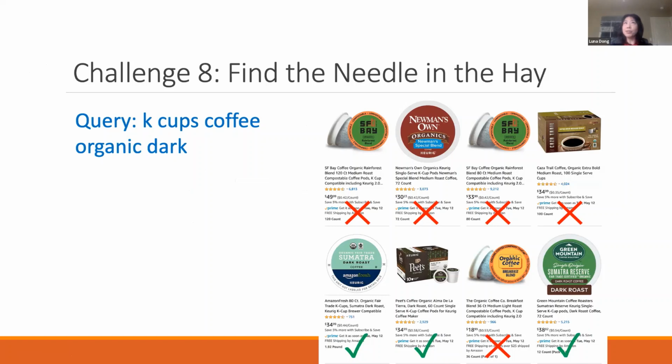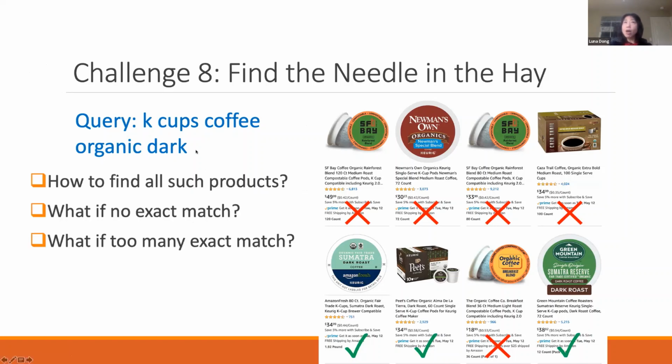Challenge 8 is about finding the needle in the haystack. When you have a huge and comprehensive knowledge graph, how can you easily pinpoint the entities that you are looking for, especially if the entities are not mentioned by name, such as K-Cups Coffee Organic? How do you find all such products, and if there is no exact match, how do you find related products? And what if there are too many exact matches? How do you refine the query and provide some shopping guide?